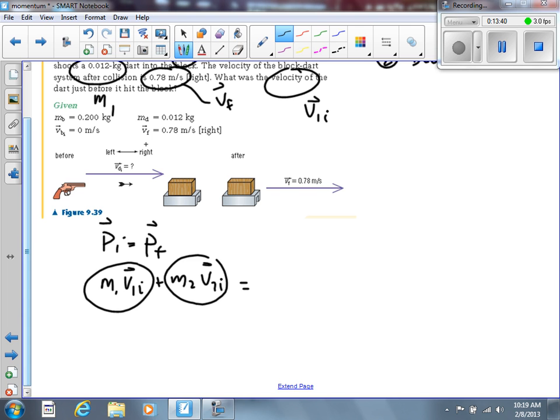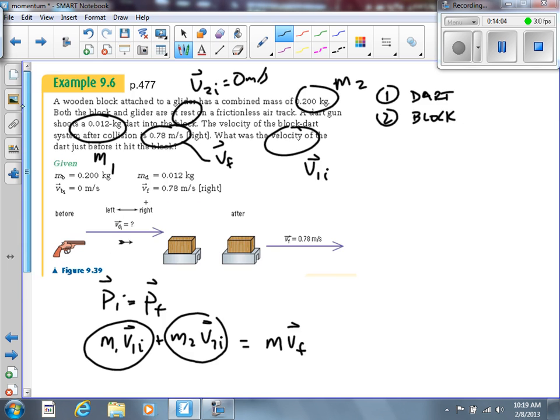How many objects do we have after the collision takes place? 1. The dart has stuck in the block. So we're going to say that the total final momentum is just going to be mvf. It's the combined mass times the combined velocity. 2 objects become 1. That's the collision.